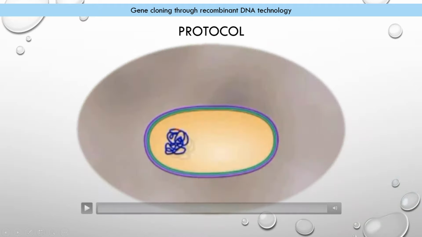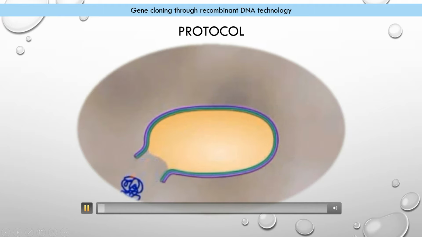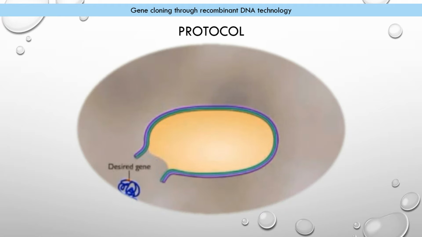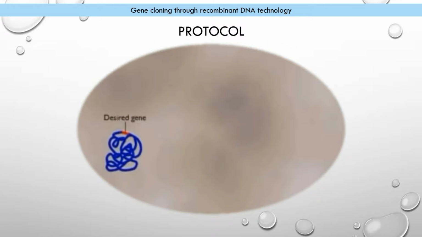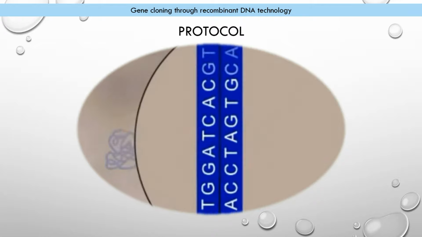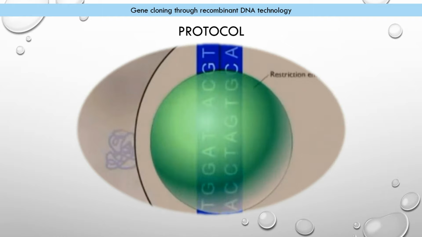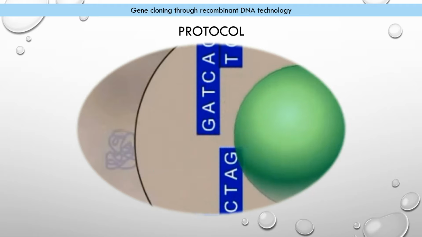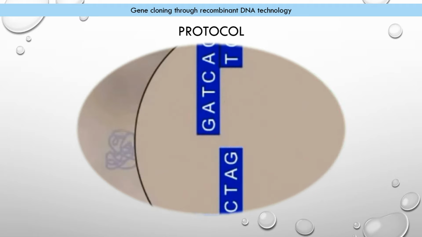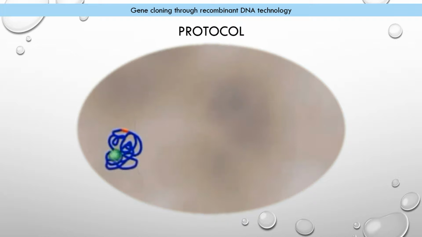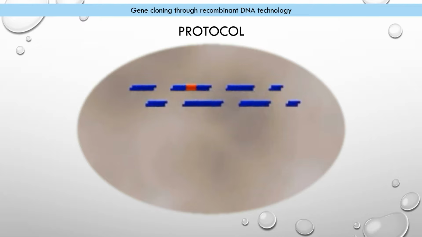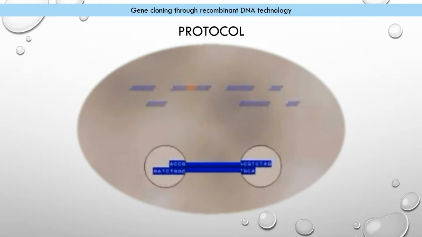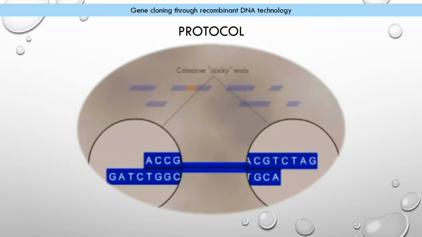Protocol. The recombinant DNA technique involves the isolation of the genome from the host. From the genome, the desired gene is isolated using the restriction enzymes. The fragments produced by the action of the restriction enzymes are called restriction fragments. Each restriction fragment has sticky ends.